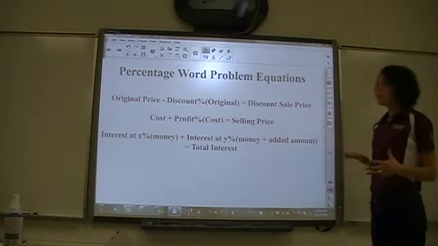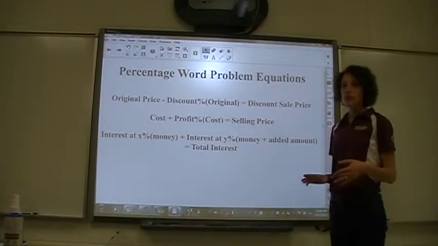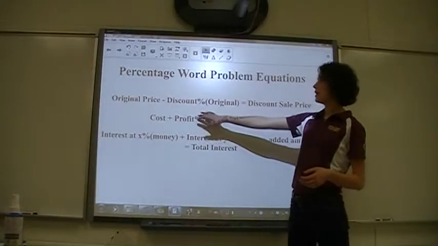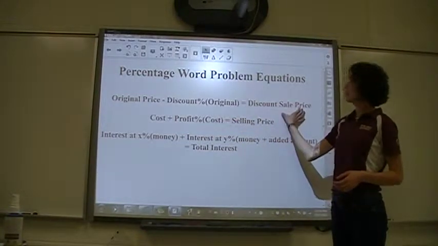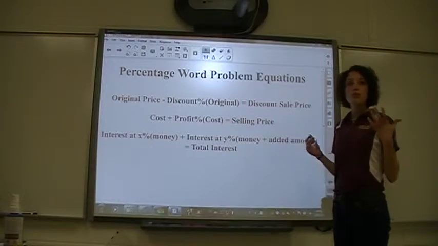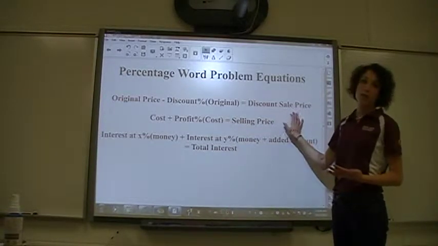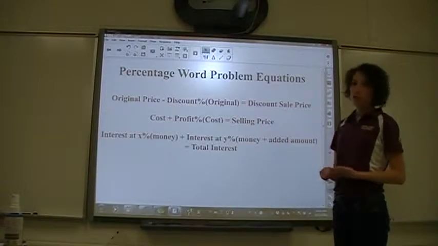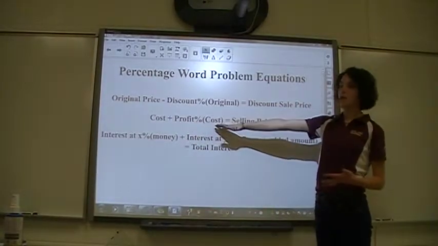So first we need to go over the equations for the percentage word problems. You've got three different ones. The first one is going to be original price minus your discount times that original price equals the discount sale price. So when you're working with problems that are talking about different sales, you want to use this number one equation.